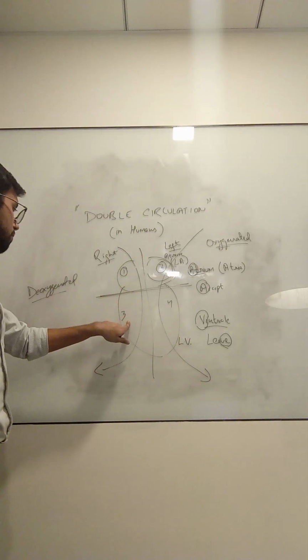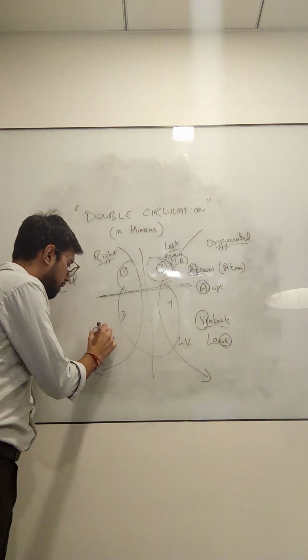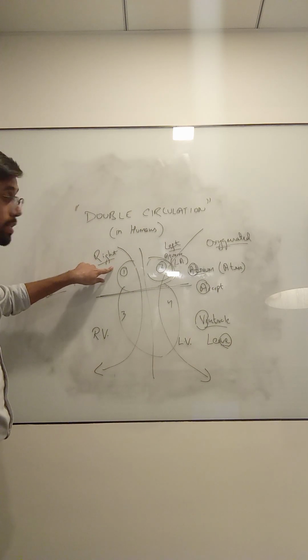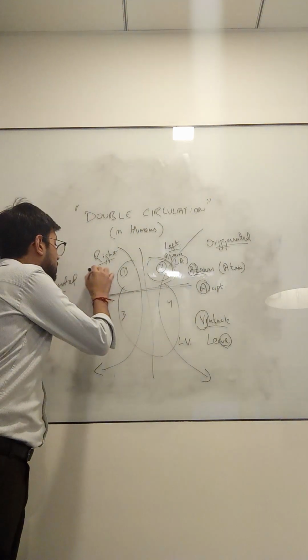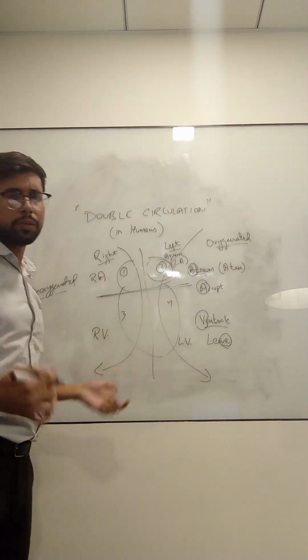What would be the third one? It is situated on the right side and the blood will leave from here. So it's right ventricle. And this is the upper side and right side. This would be right atrium. So this nomenclature you have to remember.